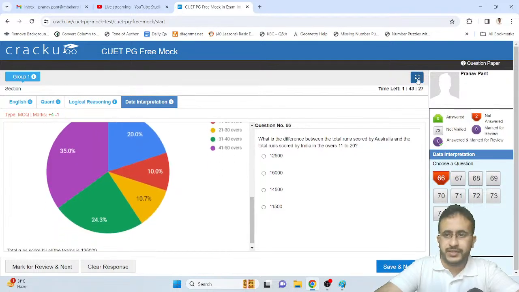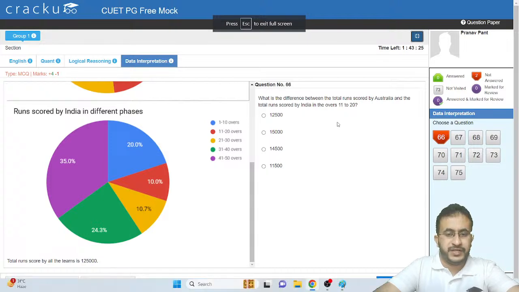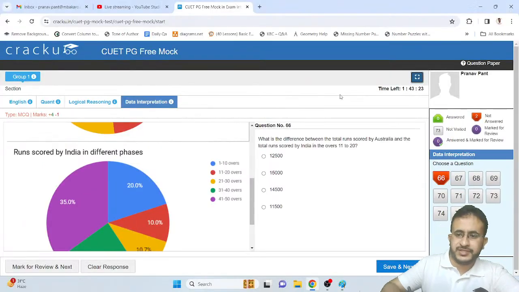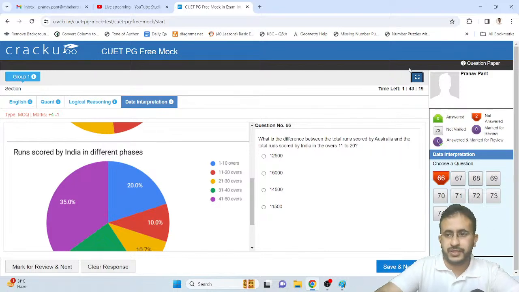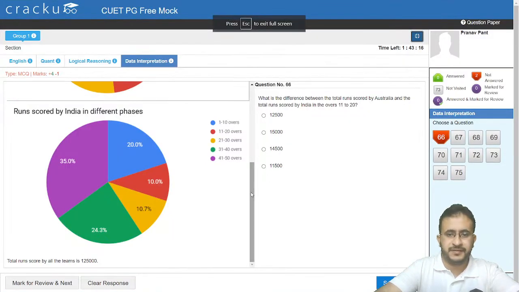12%. Okay, so I think there is an option to zoom. Usually in exams, you will have an arrow on this side, next to where 66 is written, there will be an arrow. So you can maximize it. Like here they have it this way.